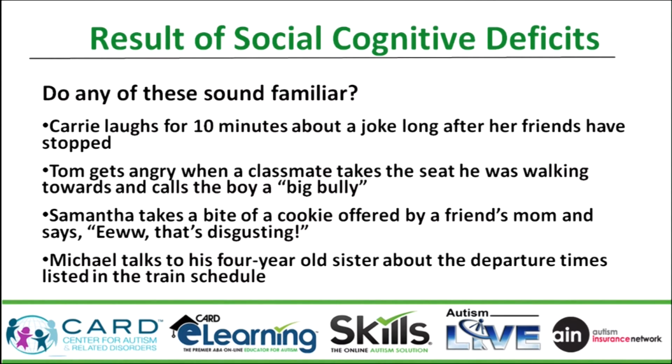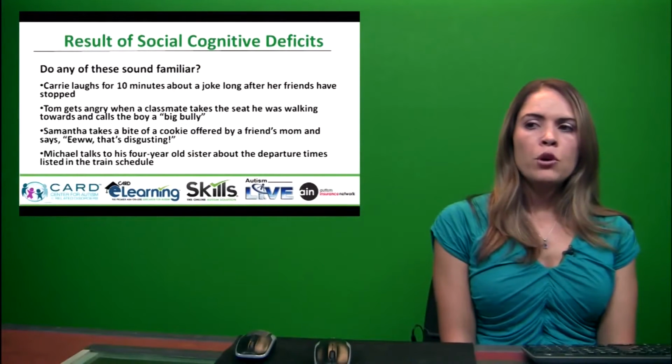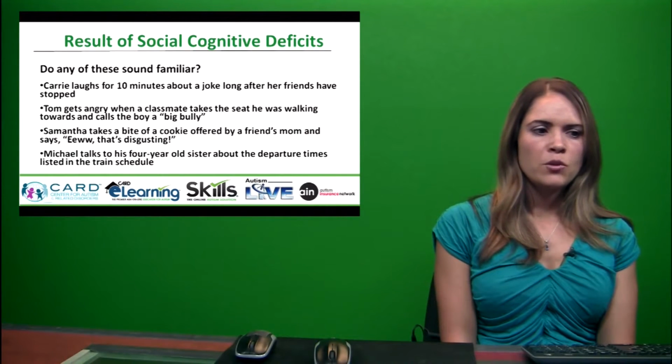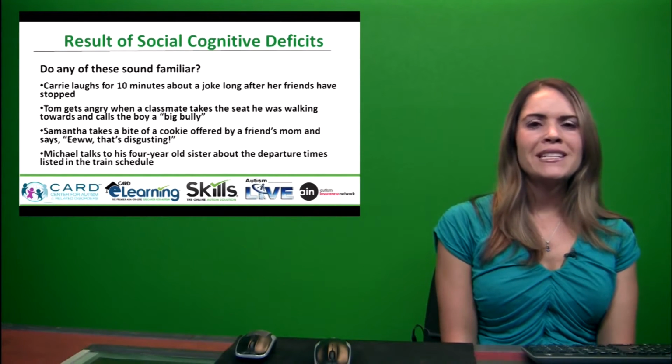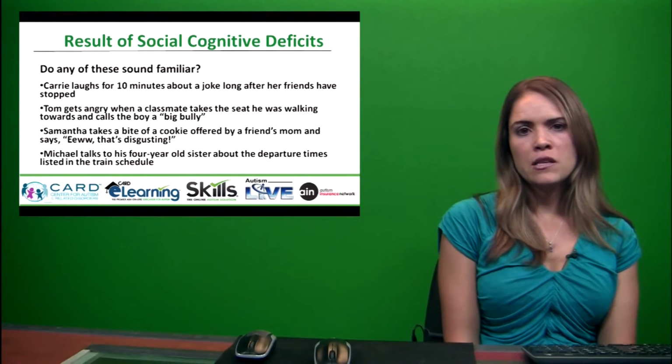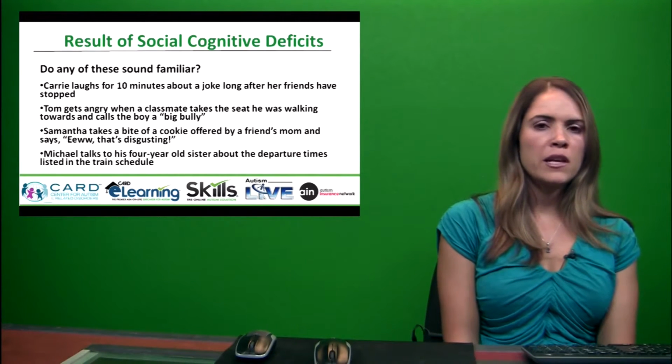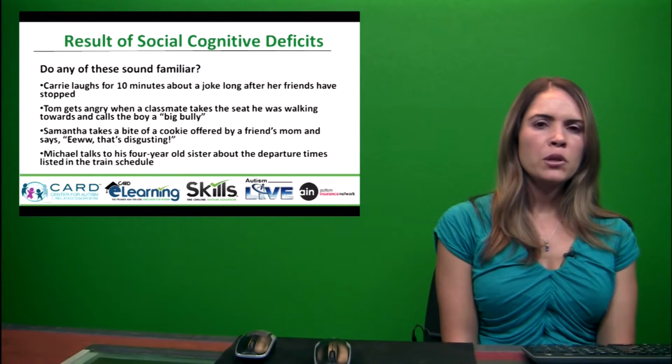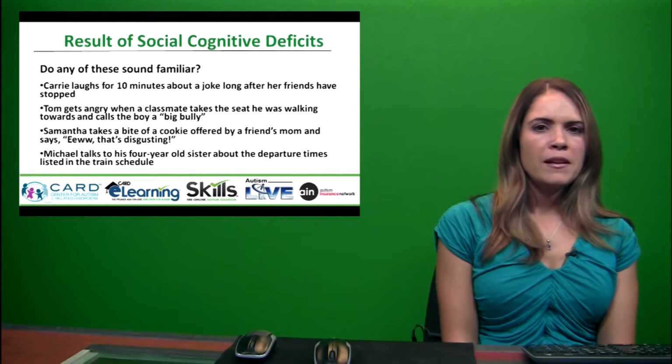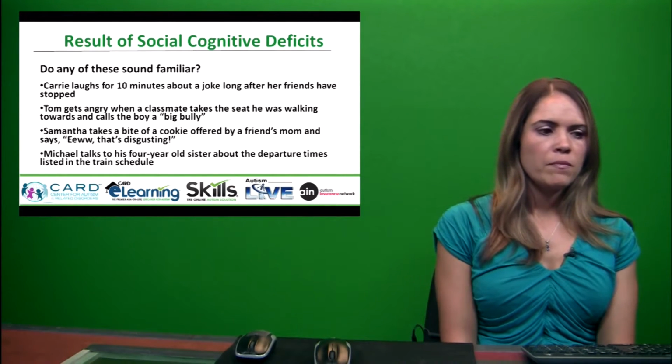Here's another example. Tom gets angry when a classmate takes the seat he was walking towards and he calls the boy a big bully. This is a common problem. When you don't have social cognition skills, you don't really interpret others' intentions properly. So you don't understand that he didn't mean to take my seat. He just saw the seat was open, he sat down, he didn't do that intentionally. He's not really bullying me, so maybe I don't want to call him that name.